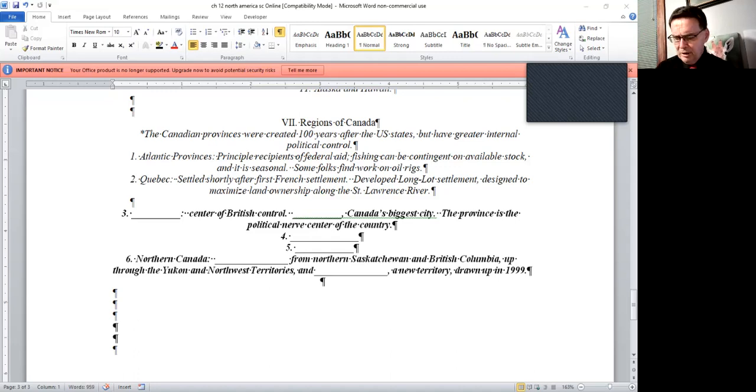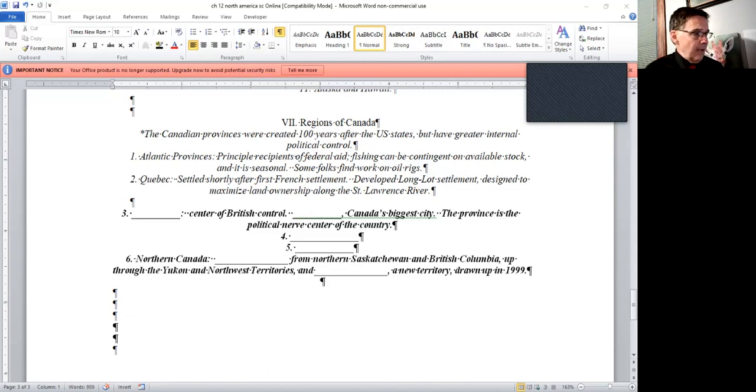These guys are the principal recipients of federal aid. A lot of unemployment out there. The fishing is one of the major jobs out there, but it's seasonal and it's contingent on available stocks. There are oil rigs out there, and people do find jobs working in the oil rigs. But again, if Quebec ever decides to leave the country, that's going to separate the Atlantic provinces from the political nerve center in Ottawa and the rest of the country.